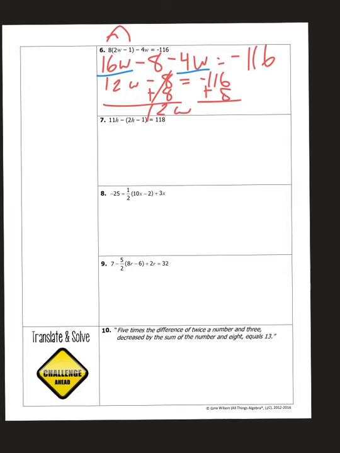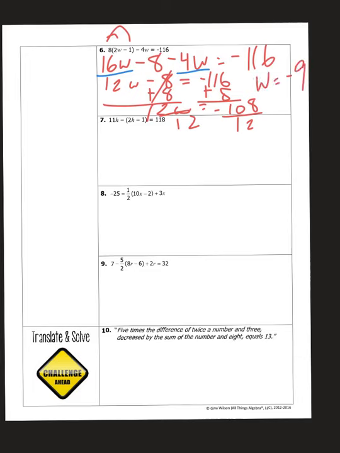12w equals -116 plus 8. That's like 116 minus 8, and then make it negative. So that is -108. And 108 divided by 12 is 9. And since we're dividing a negative by a positive, we should have a negative answer.